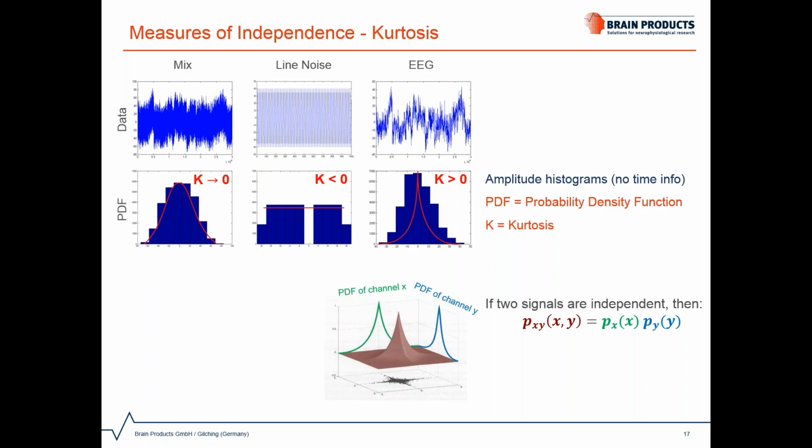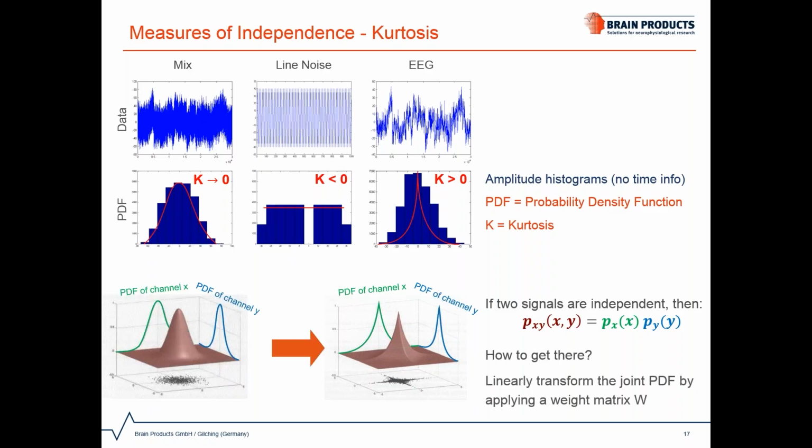Transferred to our example signals, this means we could extract the source signals of line noise or pure EEG from the signal mixture. And how do we get from our Gaussian distribution of the mixed signal to a non-Gaussian distribution of independent source signals? A linear transformation has to be applied in order to modify the joint distribution in such a way that the joint distribution in the end is as non-Gaussian as possible. And this process is in fact the iterative fitting procedure for the ICA matrix W.